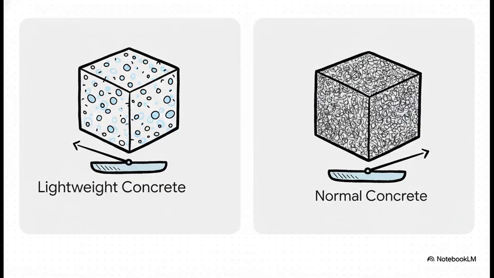And this is a perfect example. A simple property like density can make a massive difference. On the right, you've got your standard, heavy concrete. But on the left, we have lightweight concrete. It's a lot less dense, which makes it perfect for jobs where weight is a huge issue, even if it means you're trading off a little bit of strength.